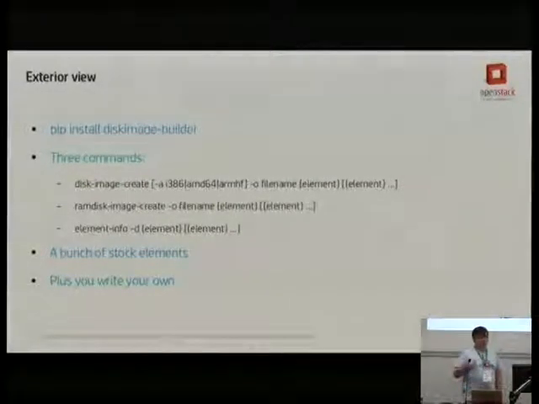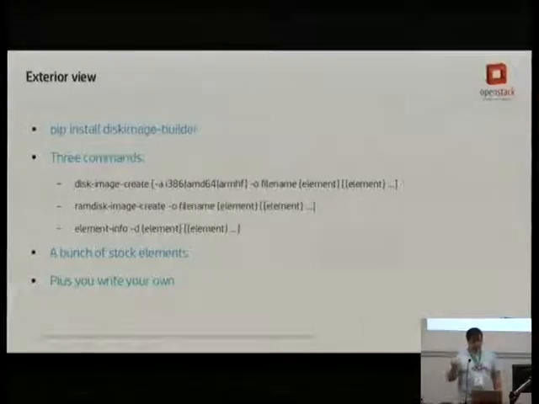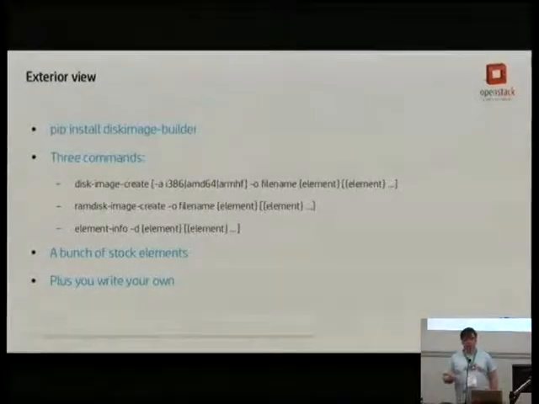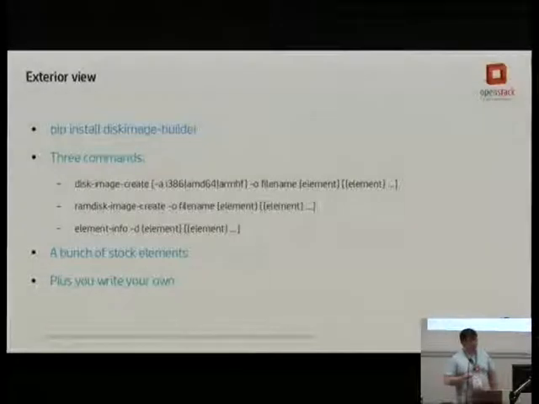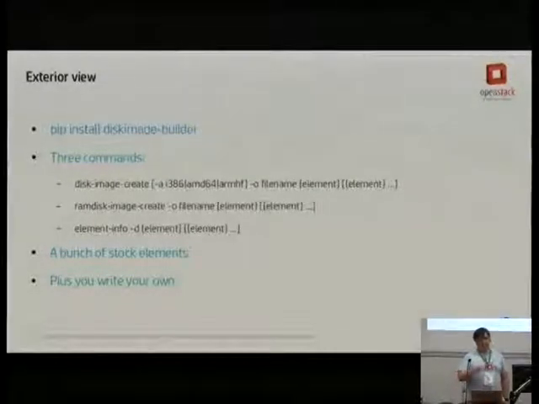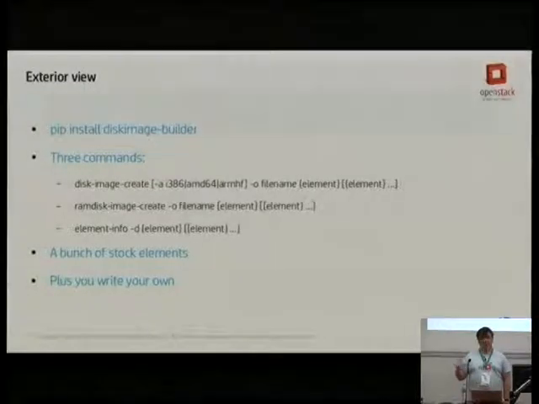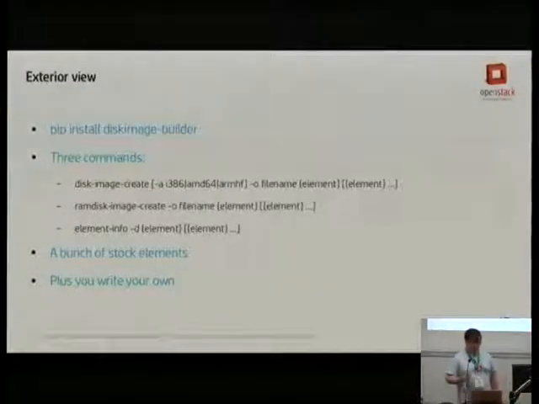From the outside, pip install diskimage-builder. You get 3 commands: disk-image-create, ramdisk-image-create, and element-info. disk-image-create can create both the AMI, ARI, AKI style images or a full disk. There's a VM element you put in, and that gives you the full disk version.